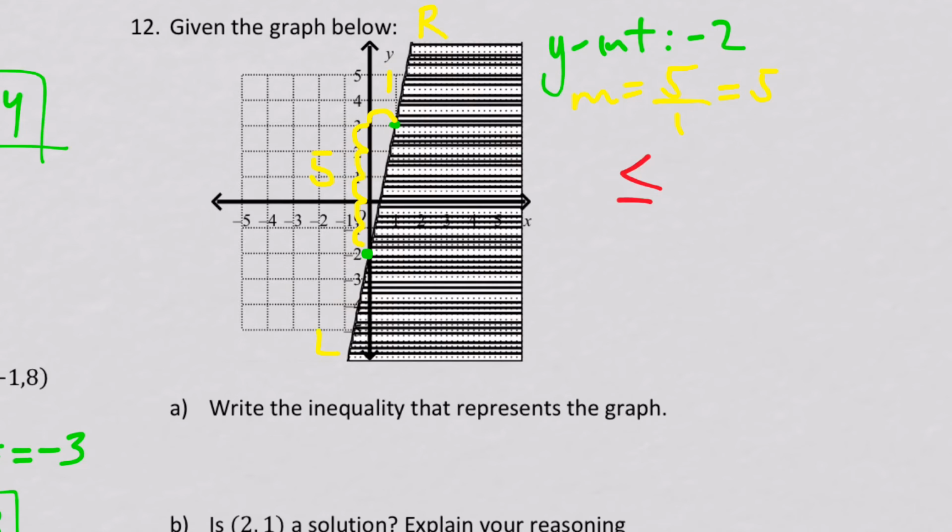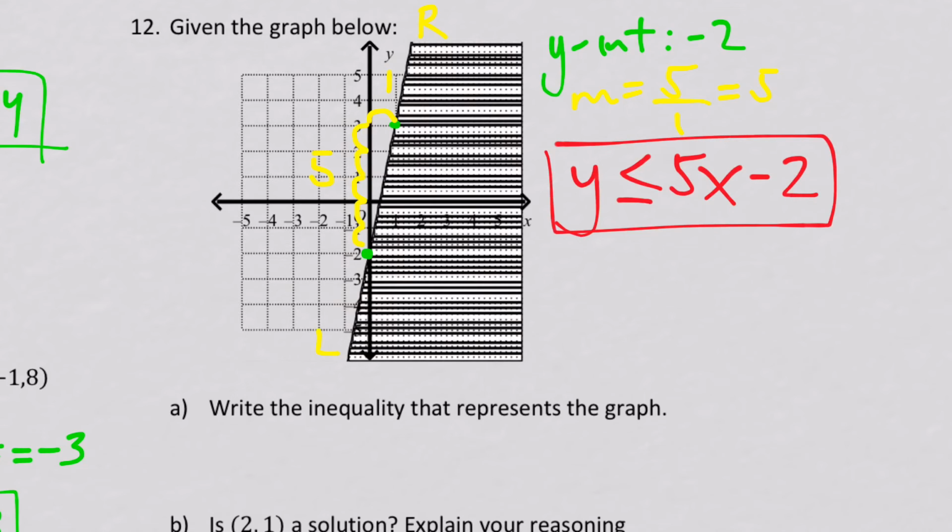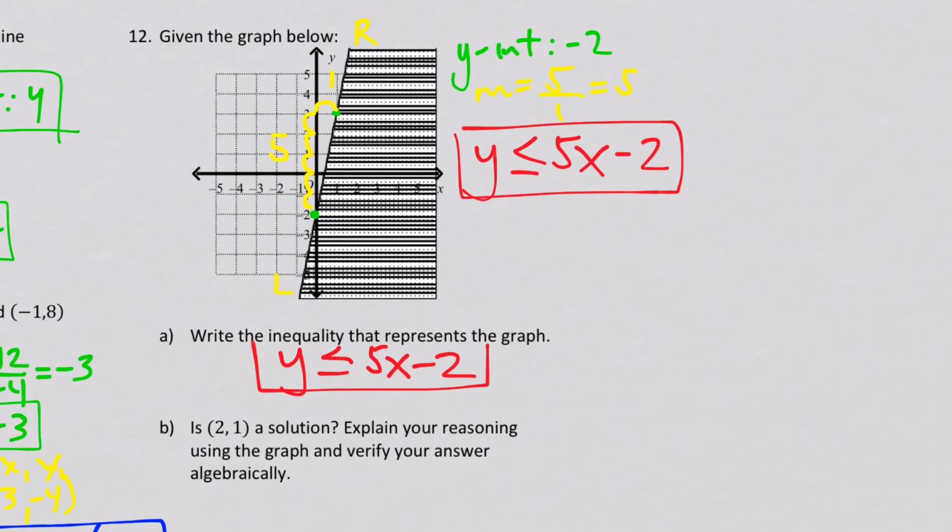So my final response will be y is less than or equal to my slope, which we saw over here was 5, x, and then my y-intercept. So this is the inequality that represents this graph. Now having this written out, part B says, is (2, 1) a solution to this inequality?